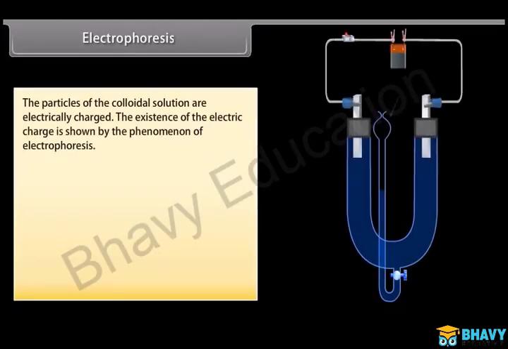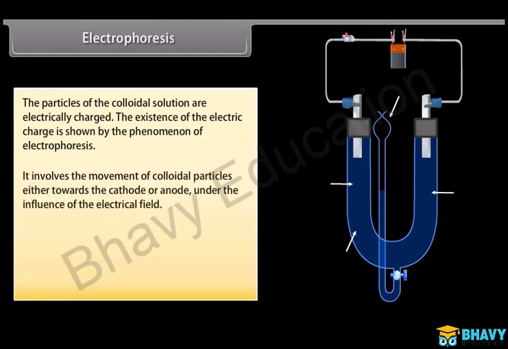Electrophoresis. The particles of the colloidal solution are electrically charged. The existence of the electric charge is shown by the phenomenon of electrophoresis. It involves the movement of colloidal particles either towards the cathode or anode under the influence of an electrical field.